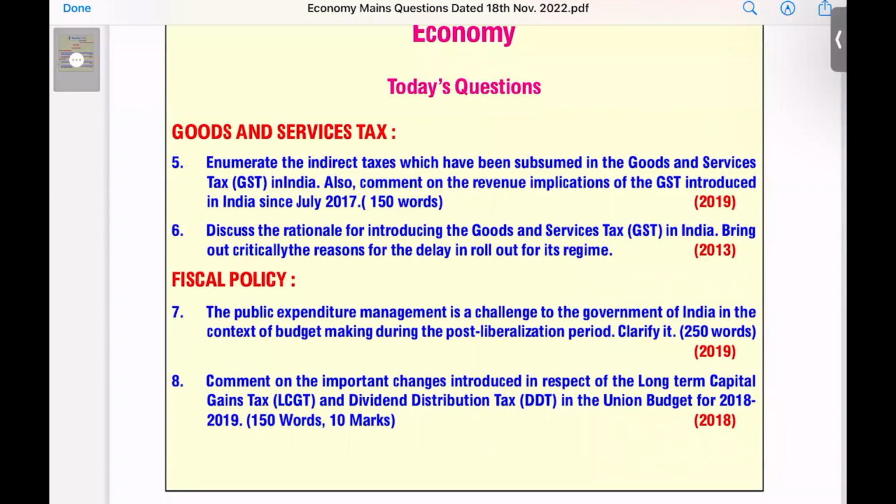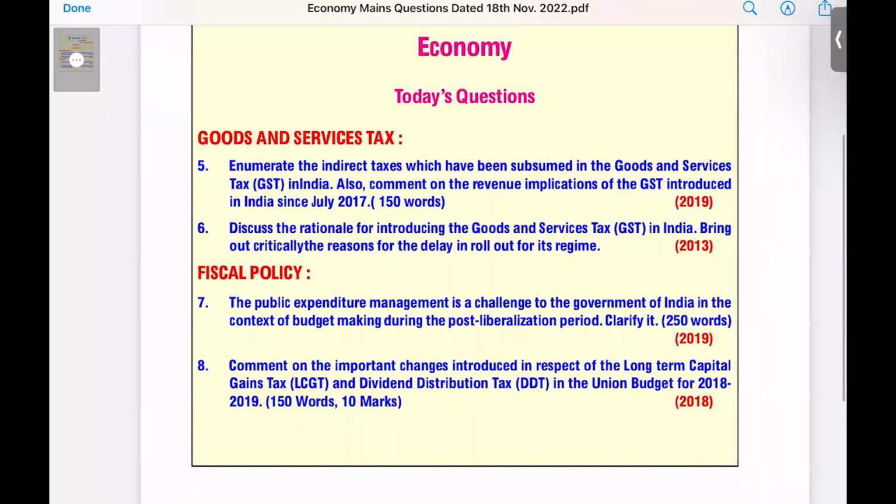At the same time, it has a lot of dimensions to it. So it is better, I may have certain dimensions, you may have certain dimensions. Through our discussions, our answers can be more holistic. Enumerate the indirect taxes which have been subsumed in GST in India. Also comment on revenue implications of GST introduced in India since July 2017. I think it's a very similar question.